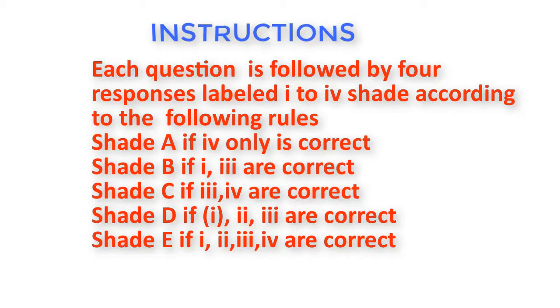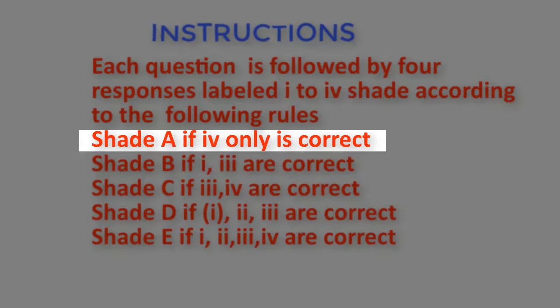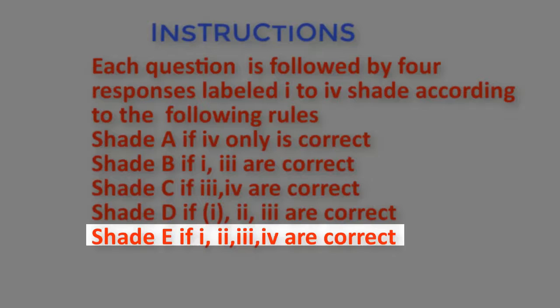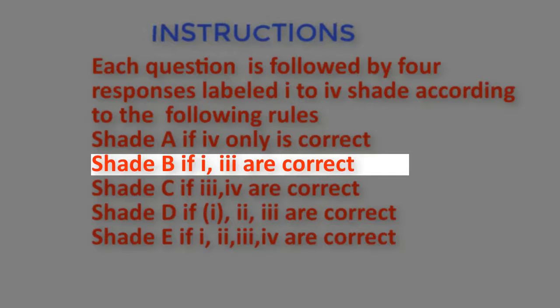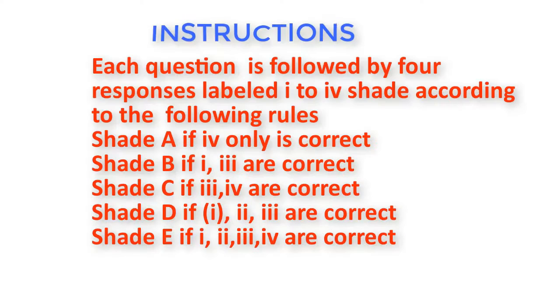Now, shade in pencil on your answer sheet one of the answer spaces labeled A to E according to the following rules. Shade A if only 1, 2 and 3 are correct. Shade C if only 3 and 4 are correct. Shade E if 1, 2, 3 and 4 are correct. And shade B if only 1 and 3 are correct. Shade D if only 1, 2 and 3 are correct. So these are the rules you're going to follow in order to select your answers or responses.